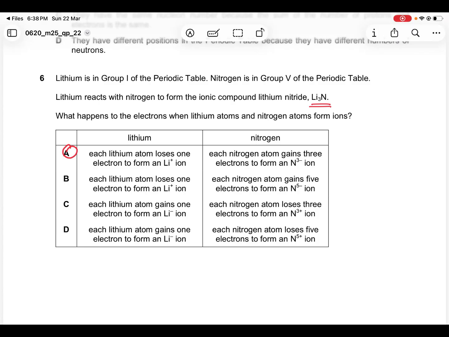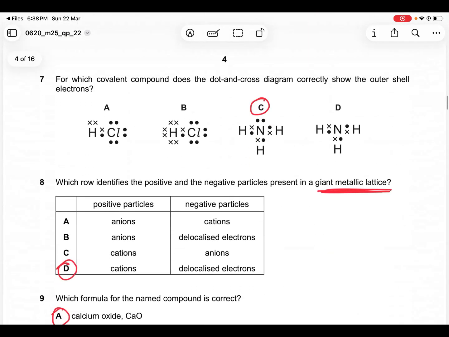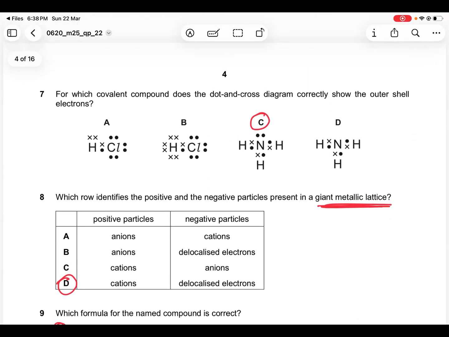correct answer. For which covalent compound does the dot and cross diagram correctly show the outer shell electrons? Here they have given us two compounds, HCl and NH3. For the first one, that is A, you can see that they have shown an extra pair of electrons on hydrogen, which is totally wrong, as hydrogen has only one electron in its outer shell. Similarly, B also goes wrong because hydrogen has only one electron in its outer shell, which it is sharing with chlorine already. So A and B are totally wrong.